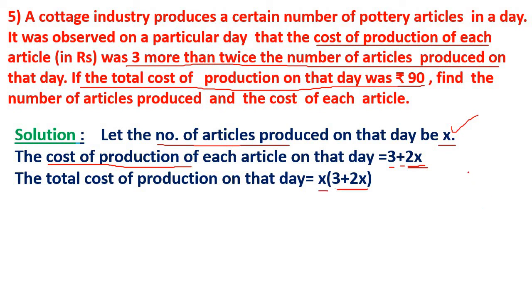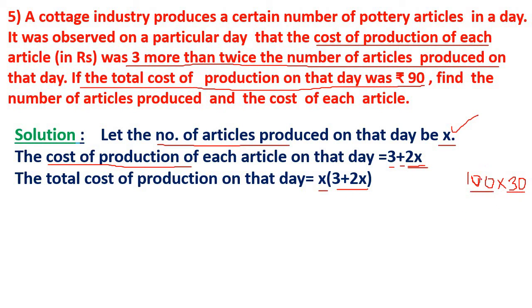Suppose 100 articles were prepared in a day, and let us take the cost of each article to be 30 rupees. So what is the total cost? The total cost is nothing but the number of articles, 100, into the cost of each article.